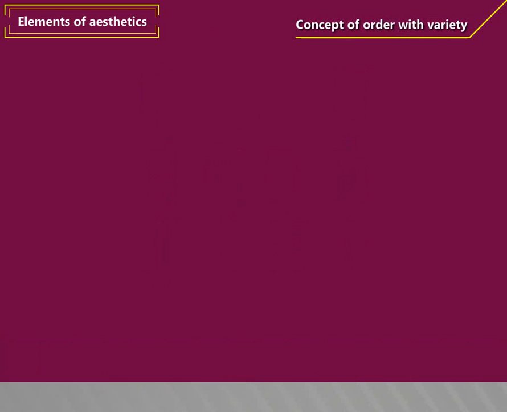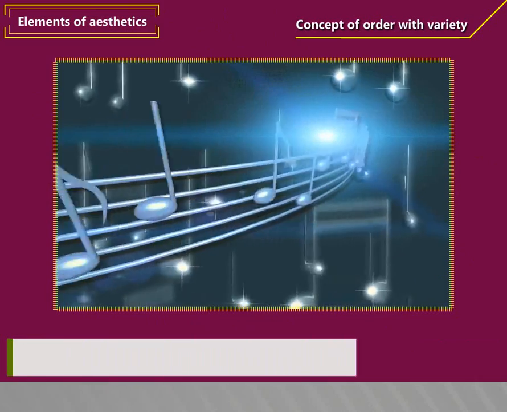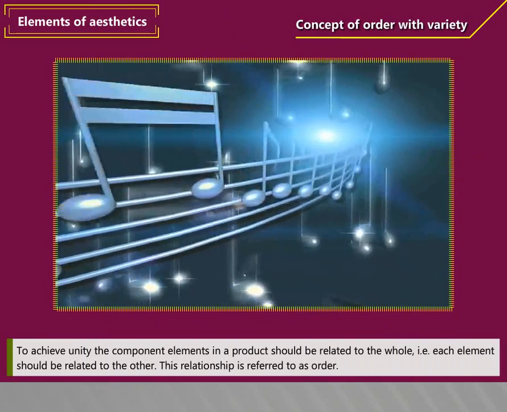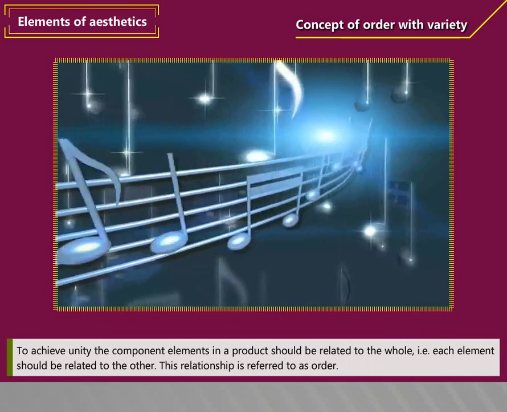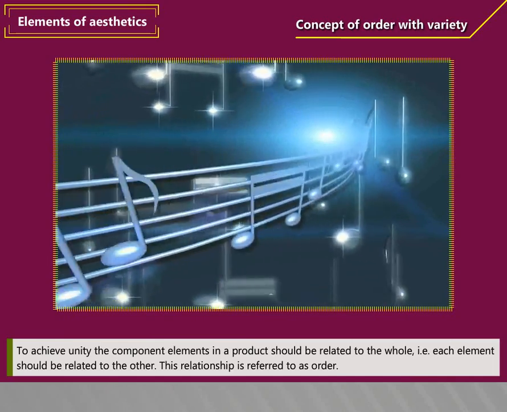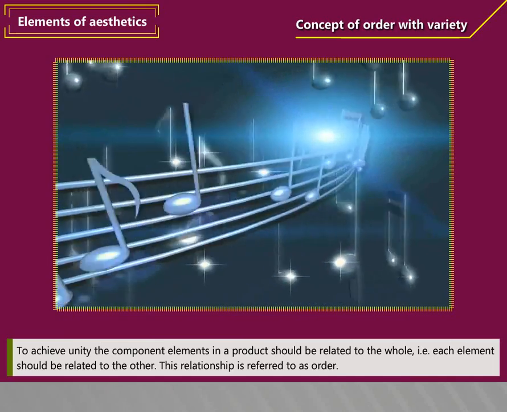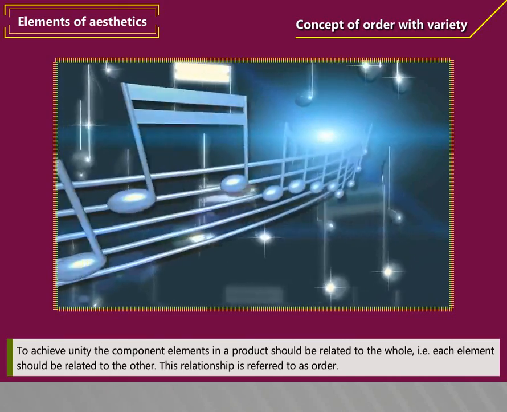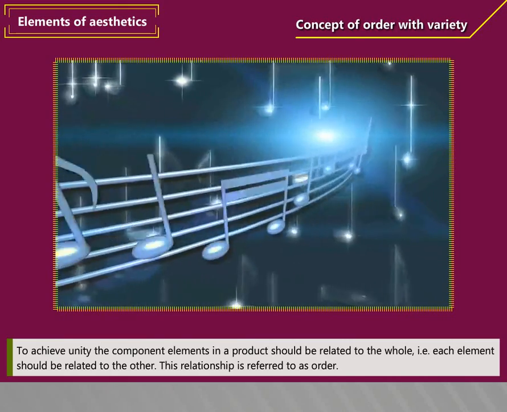Concept of order with variety. To achieve unity, the component elements in a product should be related to the whole. That is, each element should be related to the other. This relationship is referred to as order.